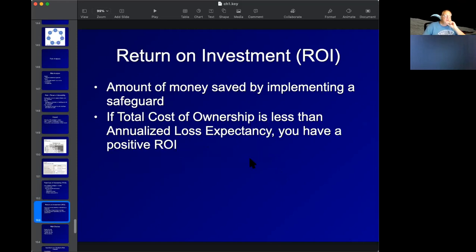So now you can calculate the return on investment. You take the amount of loss you expect, then you take the amount of loss you expect after putting in the safeguard, and that's the amount of money you saved. You can compare that to the amount of money you paid to implement the safeguard, and you can decide whether this expenditure of money has a good return on investment or not. But all those numbers are pretty much just hand-waving estimates.